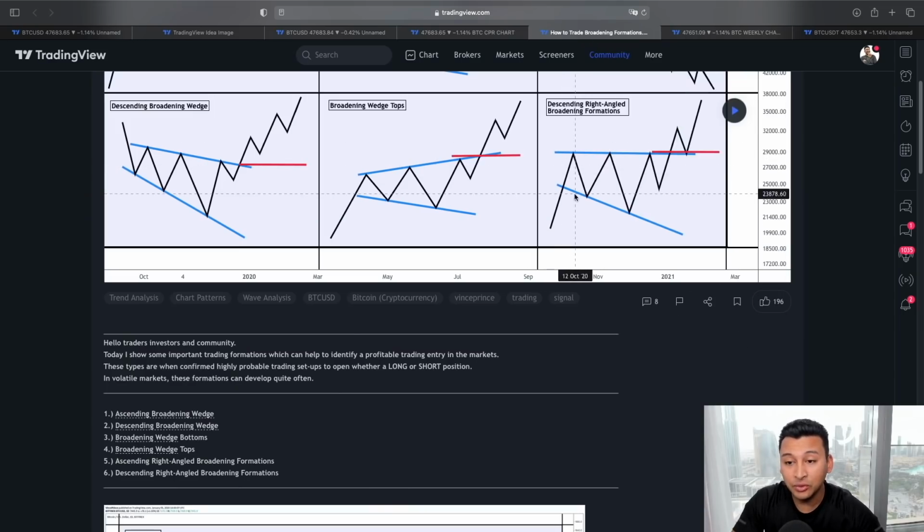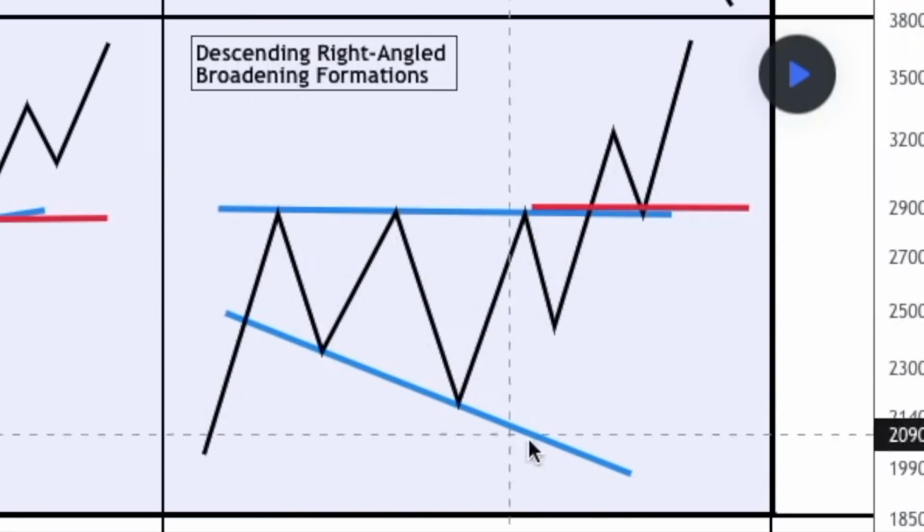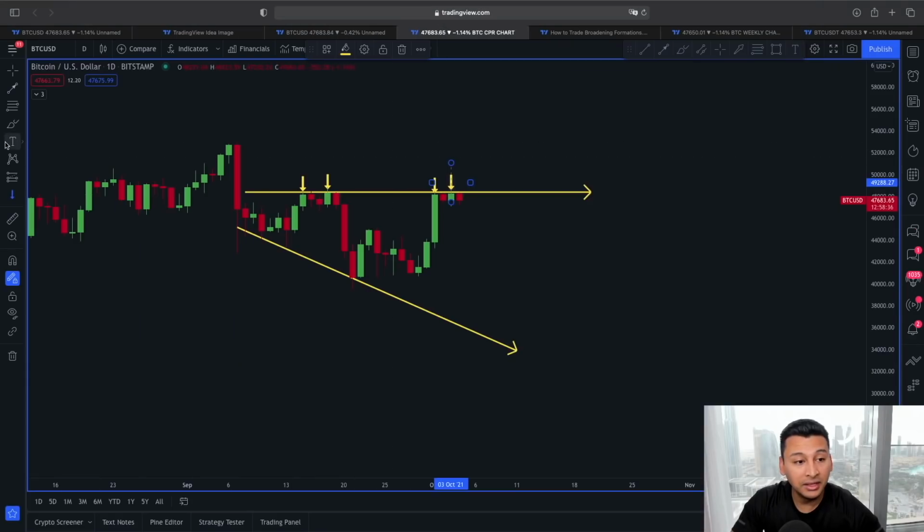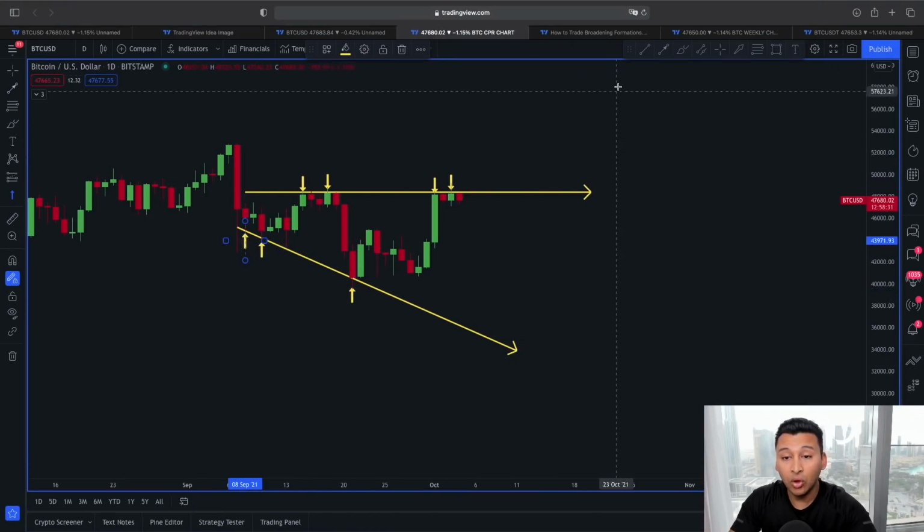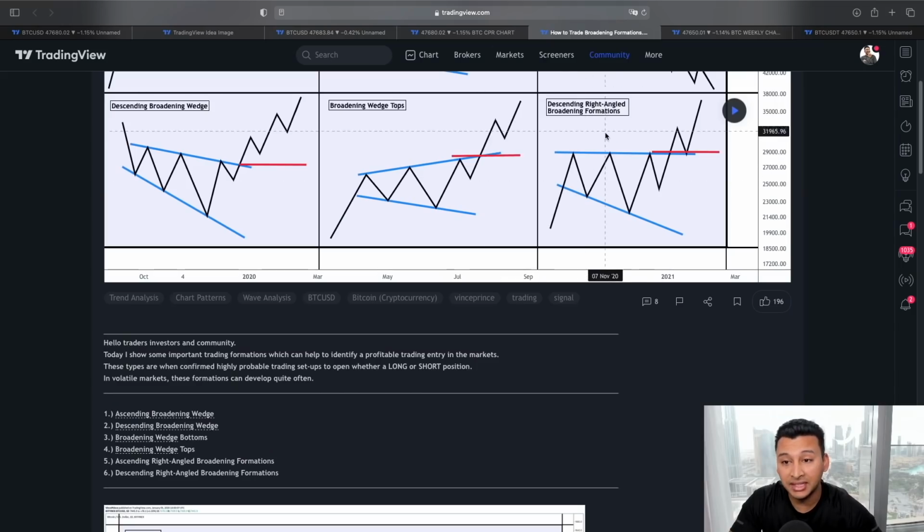And to the downside, as you can see, the lower line is acting as a support, just like here. You can see here, guys, support, right? Support. So the lower line is acting as a support, upper line is acting as a resistance.